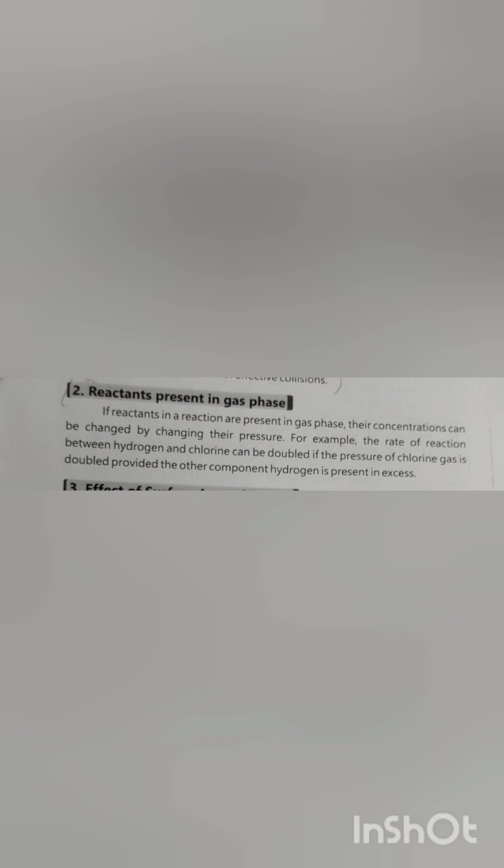For example, hydrogen plus chlorine. The rate of reaction between hydrogen gas and chlorine gas can be precisely doubled if the pressure of the chlorine gas is doubled, provided the hydrogen gas is present in excess amount.